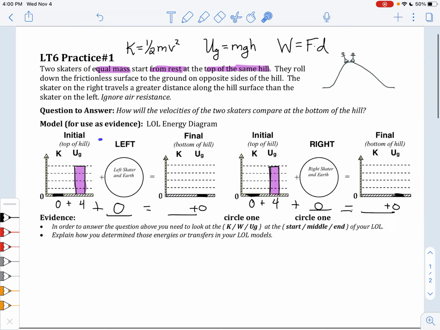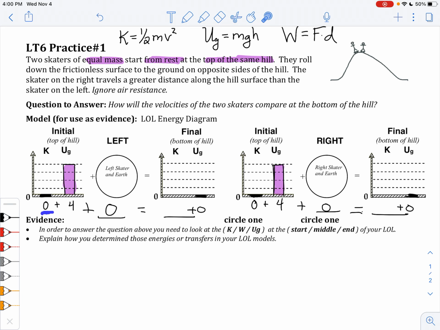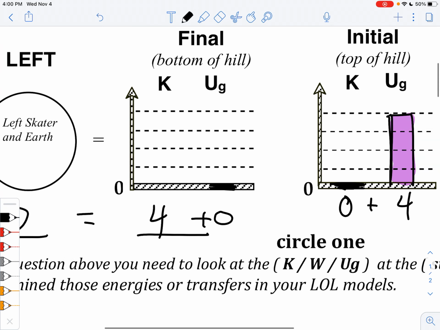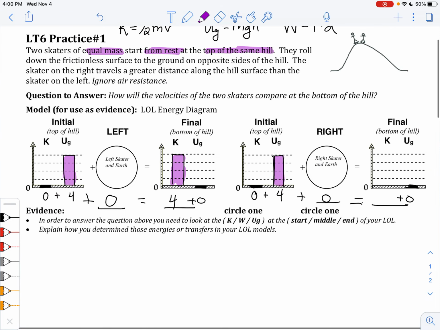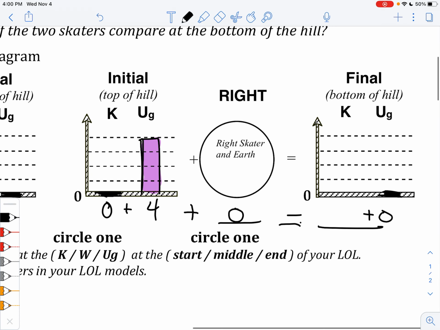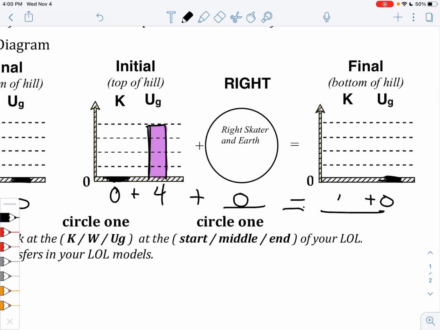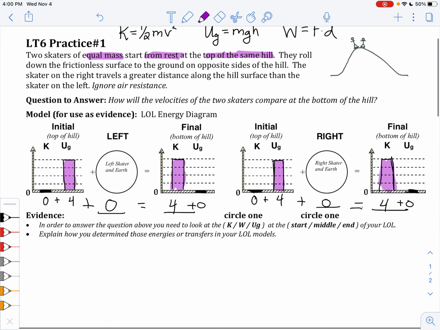So now we're almost done. We have 0 plus 4 plus 0 equals blank plus 0. Well, we only got one unknown there. It's got to be 4. So let's put a 4 here. And this tells us that the first skater has 4 units of kinetic energy. Now the equation on the right, 0 plus 4 plus 0 equals 4. So this skater also has 4 units of kinetic energy. And at this point, we're done with the LOL.